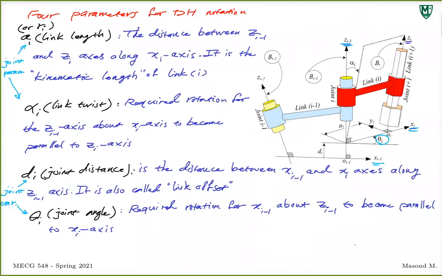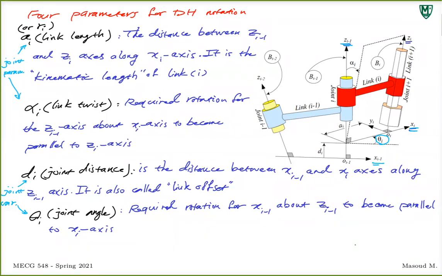Now, I said once we set up the frames this way, there are 4 parameters that we can identify, and those are the important parameters we use for DH notation. We have two groups: joint parameters and joint variables. Joint parameters include link length and link twist, a(i), sometimes you see it as r(i), and alpha(i), and d(i) and theta(i) as joint distance and joint angle. Now, we can see in the figure, a(i) is the distance between the z(i-1) and z(i) axes along x(i).